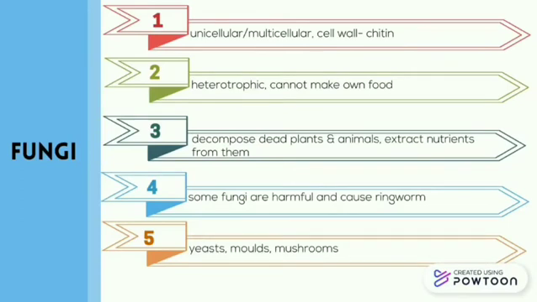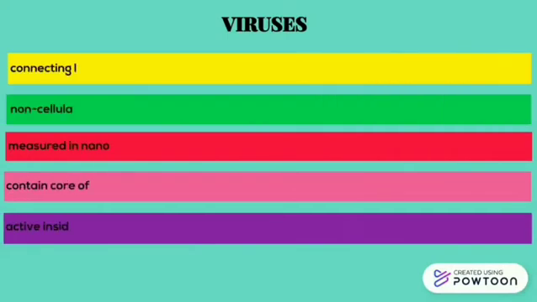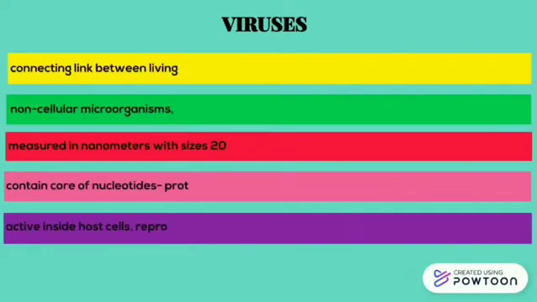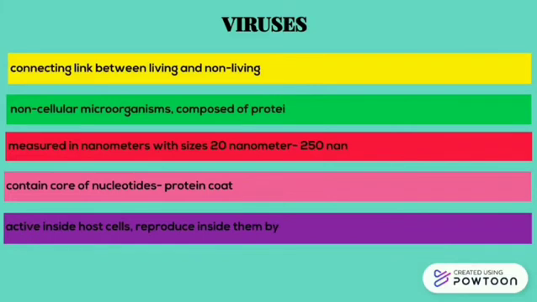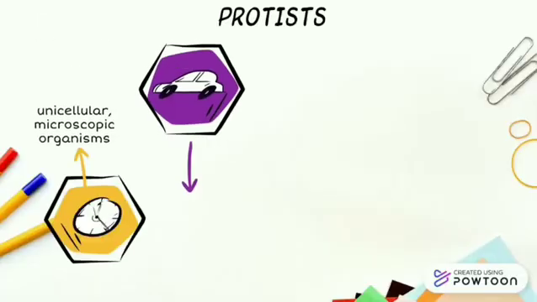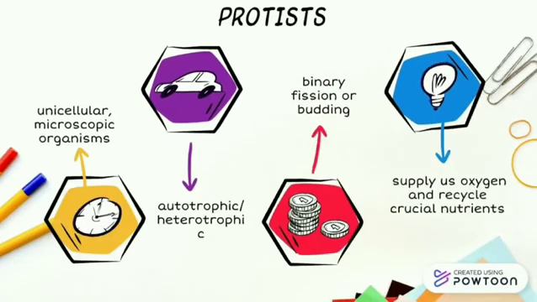Now let's talk about fungi. Fungi are unicellular or multicellular and their cell wall is made up of chitin. They are heterotrophic, which means they cannot make their own food. They also decompose dead plants and animals and extract nutrients from them. Some fungi are harmful and cause ringworm. Examples of fungi are yeast, molds, and mushrooms.